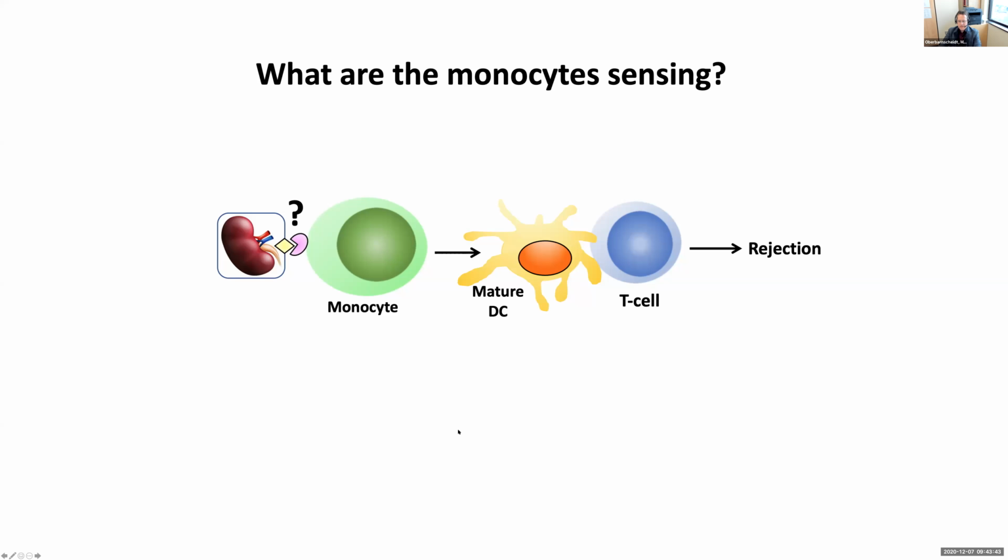I've shown you the process where monocytes mature into dendritic cells who are then presenting antigen and can activate T cells and lead to rejection. But what really is happening here at the beginning?